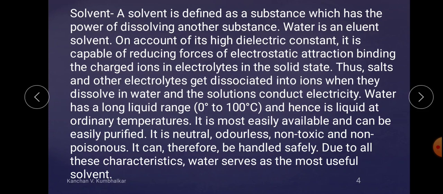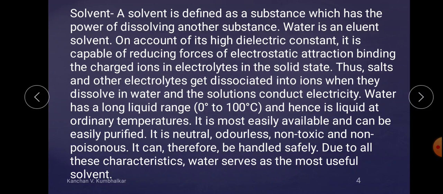Thus salts and other electrolytes get dissociated into ions when they dissolve in water, and the solution conducts electricity. We know what the basic reason behind conducting electricity is. If the water contains positive and negative ions, only then can electricity be conducted through that solution. So the conductivity of that solution is because water has the capacity to separate the positive ion from the negative ion.